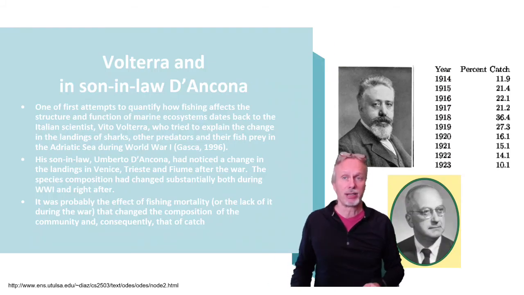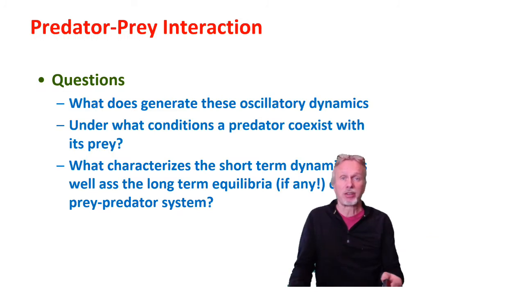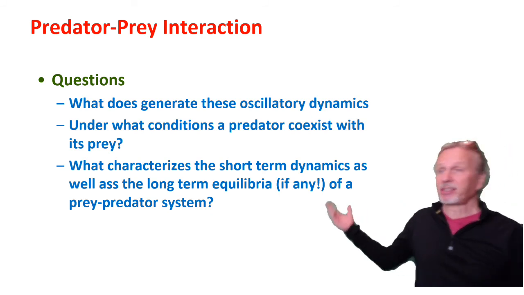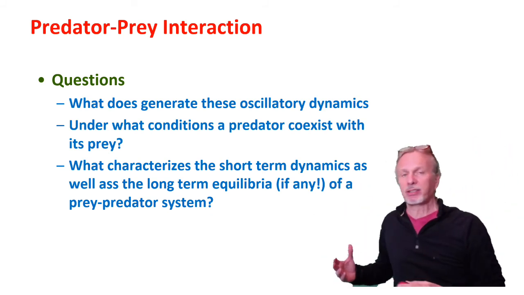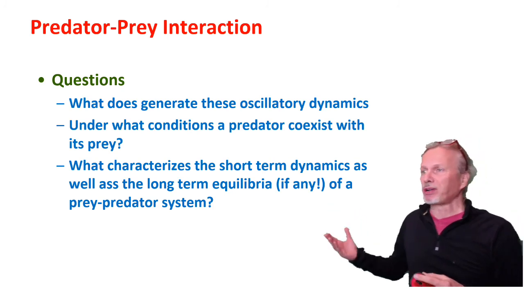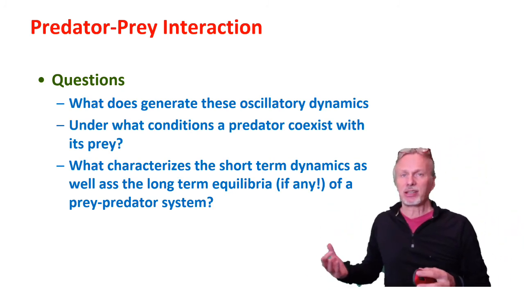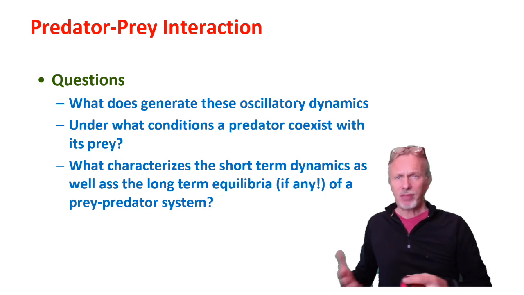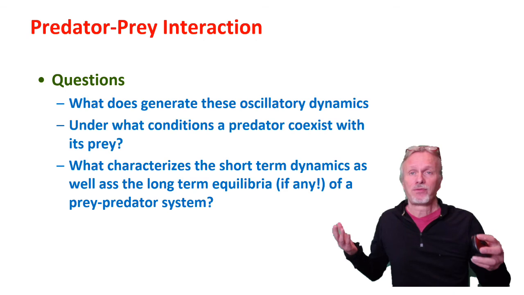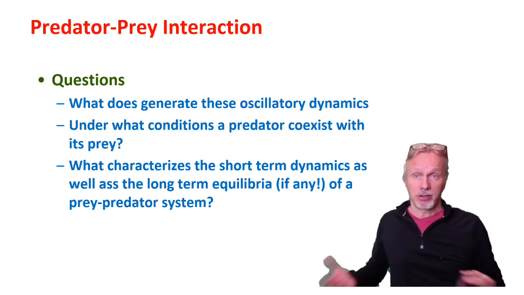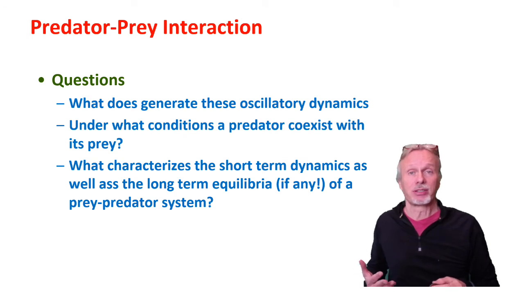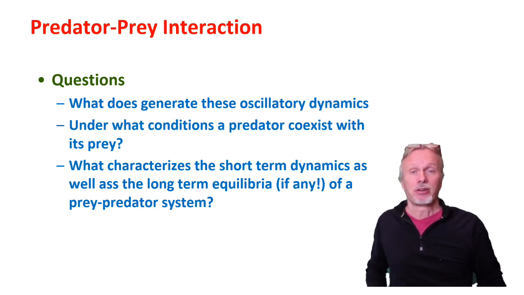And the question that we want to answer here is: what generates this type of oscillatory dynamics, and under what conditions does a predator coexist with its prey? What characterizes the short-term dynamics as well as the long-term equilibria, if any, of a predator-prey system? So we want to try to address some of these questions in the next hour.